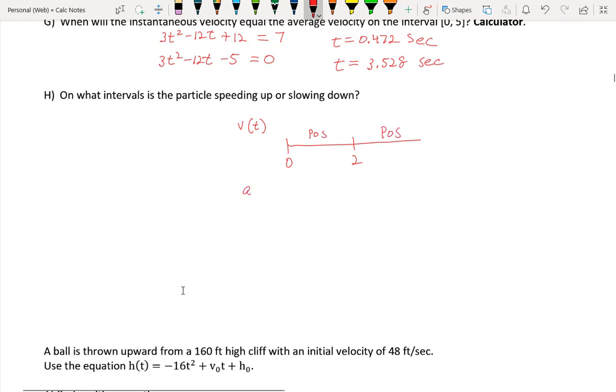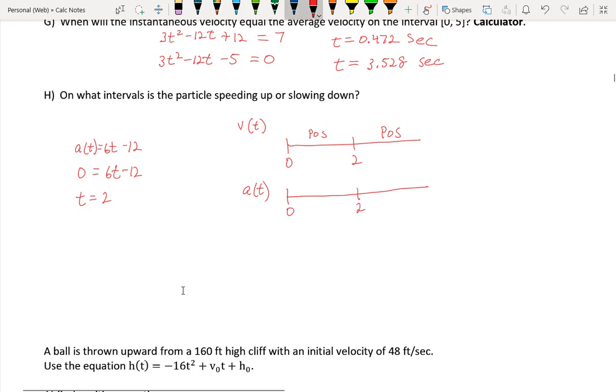So now I need to look at a of t, but I haven't done a of t yet. A of t is what we were given. So I need to come over here. A of t was given as 6t minus 12. So we set that equal to 0, 6t minus 12. And if you add 12 and divide by 6, you can see t equals 2. Interesting. It came out to 2. Alright.